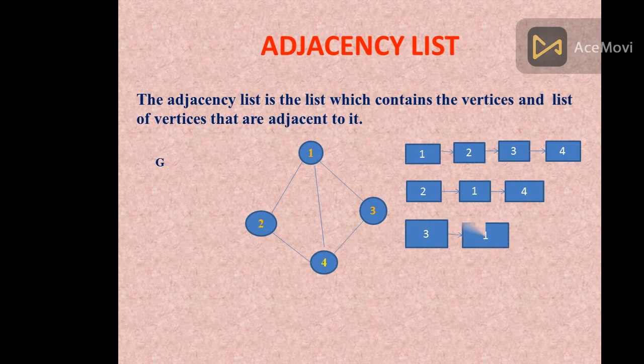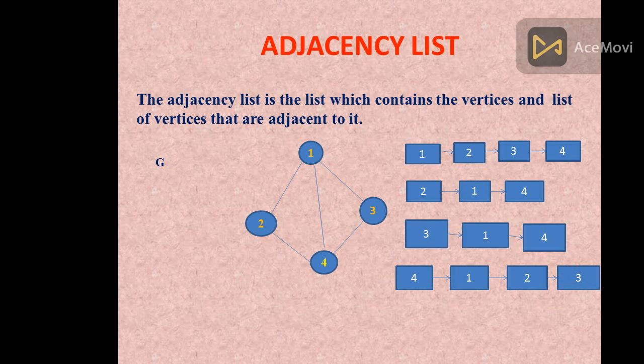The next is vertex 2. For vertex 2, we have 2 adjacent vertices 1 and 4. For vertex 2, the link from 2 goes to node 1. The link from node 1 goes to node 4. For vertex 3, we have 2 adjacent vertices 1 and 4. So the node 3 has the link to node 1. The node 1 has the link to node 4.